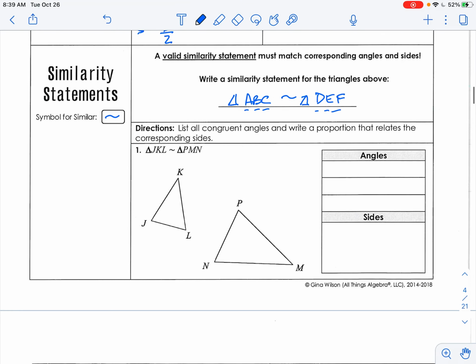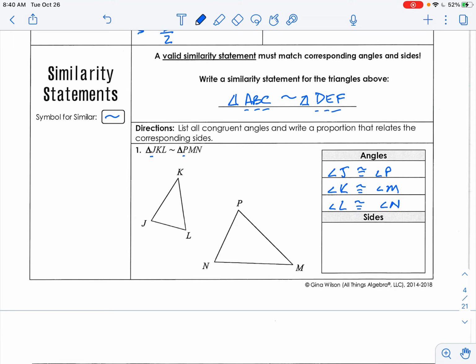So if you look down here, we're doing the same thing again. We're going to match things up again, not by looks, okay, but by letters. So if these are similar, then what happens here is as far as the angles go, right? Angle J would be congruent to angle P, right? Because the angles are congruent. Similarly, angle K is congruent to angle M, and of course, angle L is congruent to angle N.